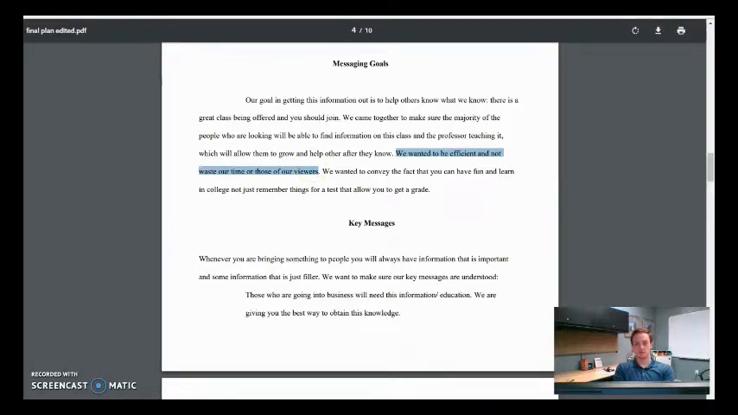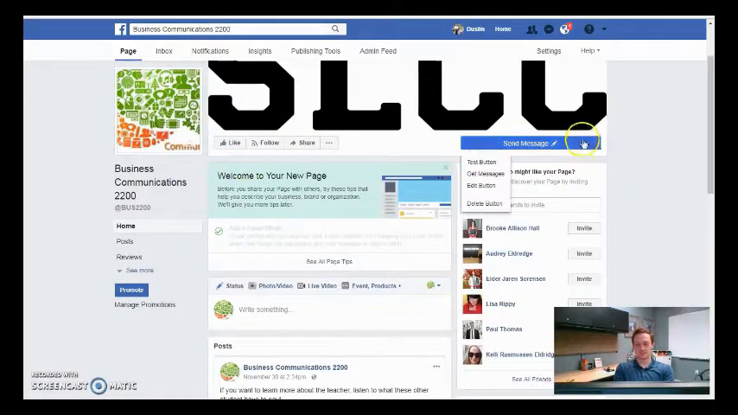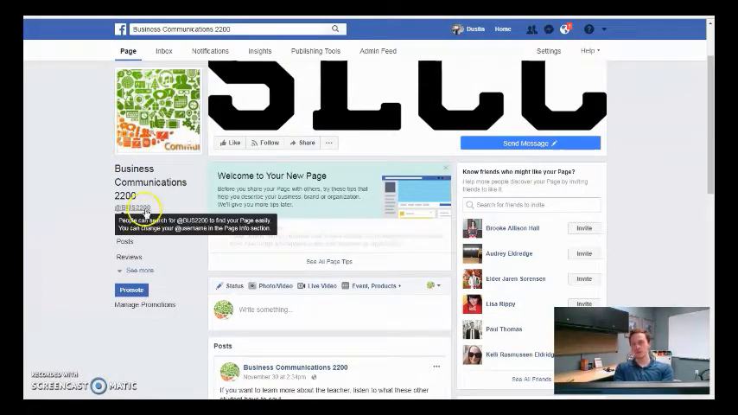So now I want to go over to the Facebook page, and please ignore my friends over here, the people I wanted to invite. As you can see, I haven't quite rolled it out yet, but just going over the Facebook page that we've created. Wanted to put Slick right on the background so people know specifically the school that we're talking about, and then the class, which is Business Communications 2200 over here.